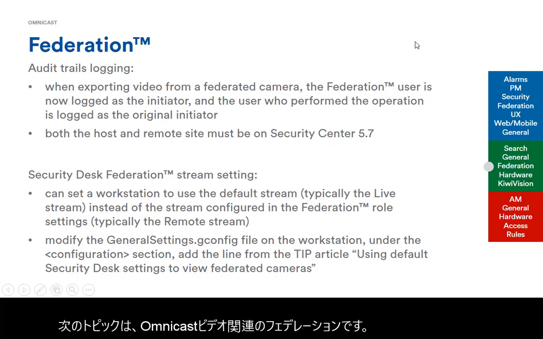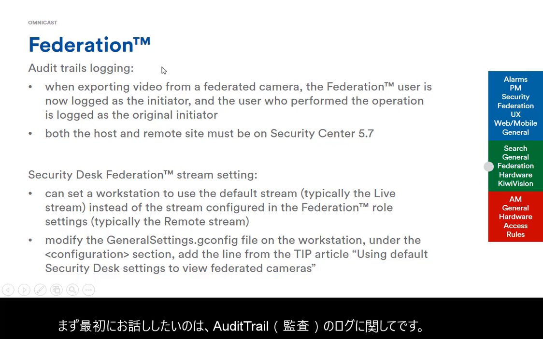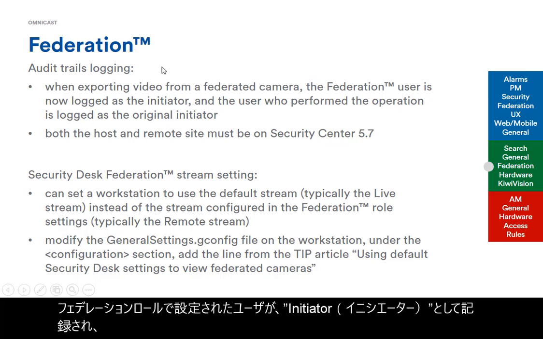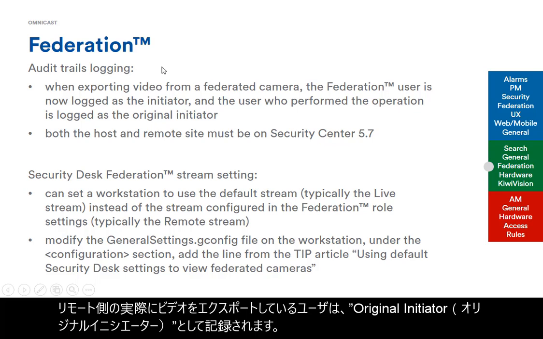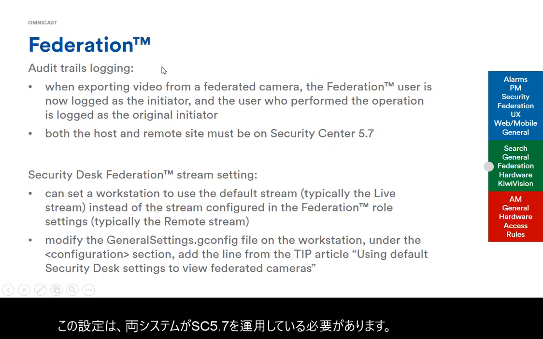The next subject we're going to cover is federation in Omnicast. One of the first things that I want to talk about is the audit trail logging. So when we export video from a federated camera, we now can see who actually exported that on the remote side. So the user that's set up in the federation role is logged as the initiator, and the person on the remote side who's actually exporting the video, they're logged as the original initiator. For this to happen, both sides of the federation do have to be on Security Center 5.7.